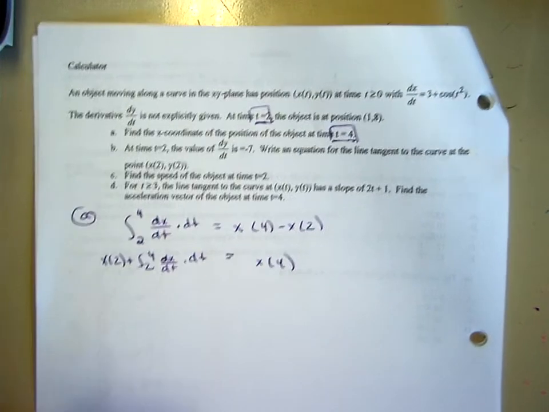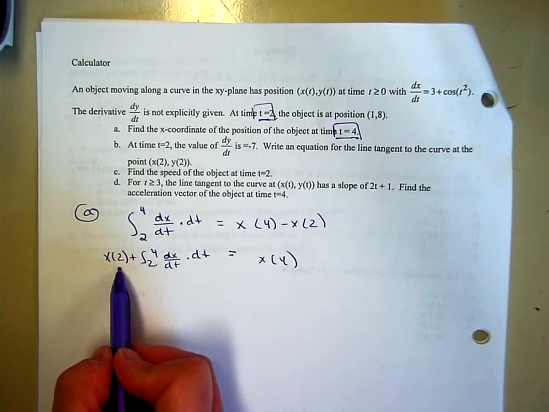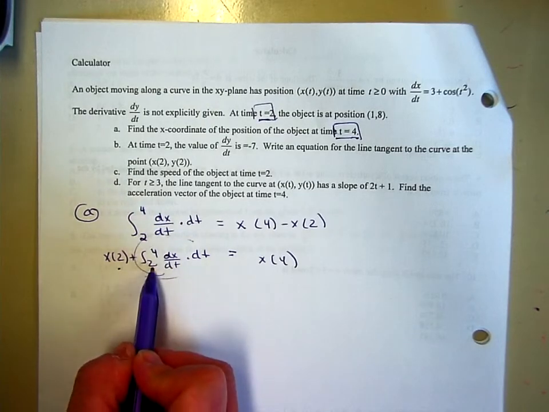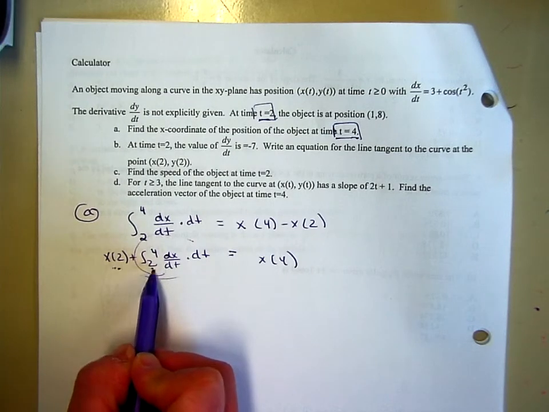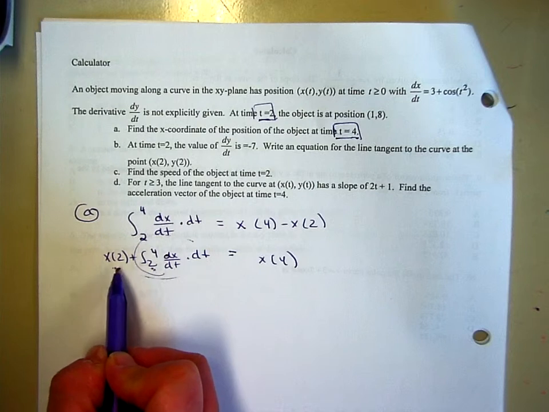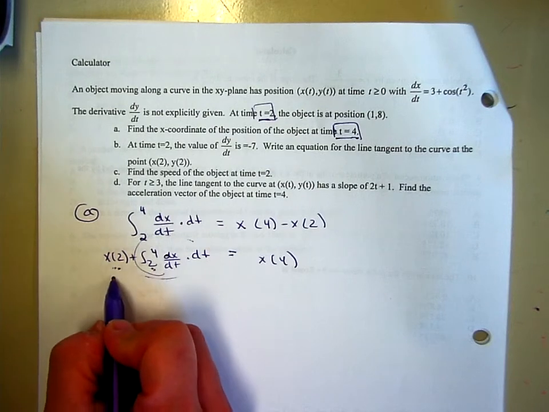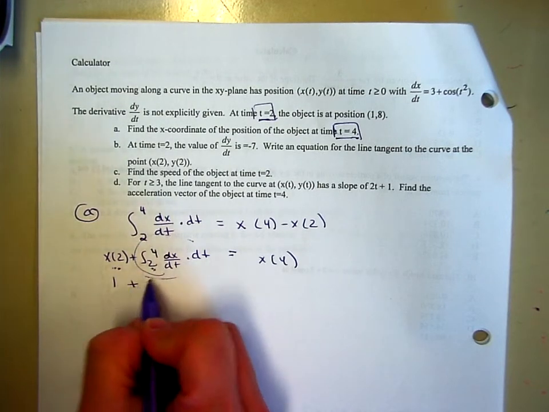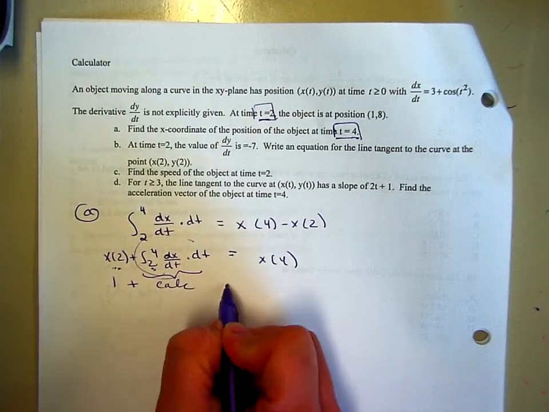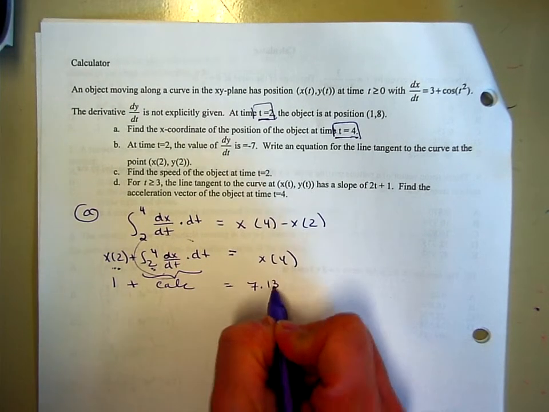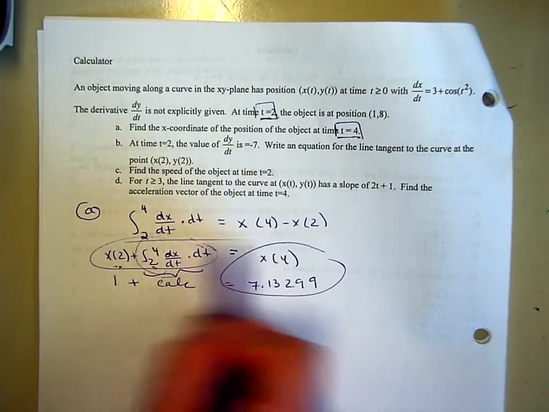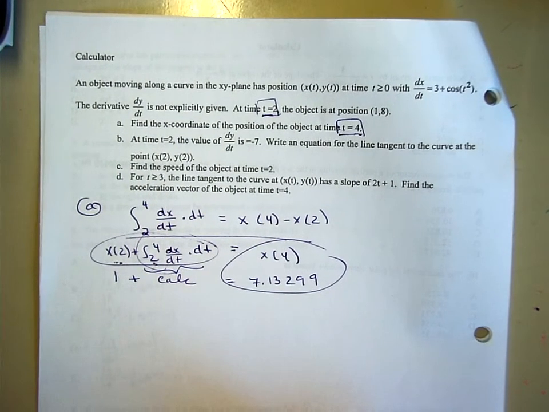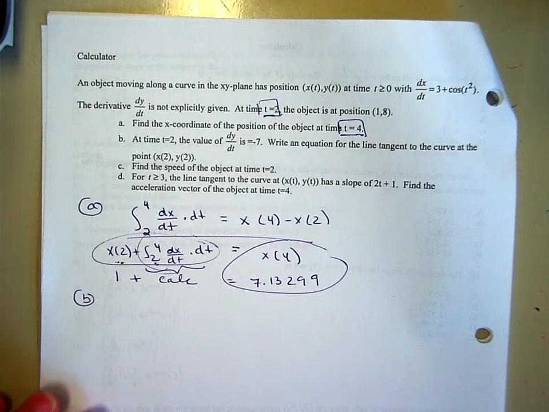You can go straight to here, but remember the idea is when you integrate something, it just gives you that net change. You have to add on the initial position, which is the 2 value, because that's the only value that you know. So I know x of 2 is 1, which was given, and then this, use your calculator, and I get 7.13299 as your x of 4. Okay, this is all they need to see, either this or this, and then use your calculator to punch it out.